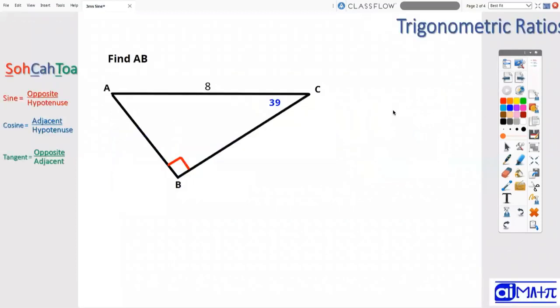When you are using the trigonometric ratios to find the missing length in a right triangle, we will use the acronym SOHCAHTOA, which tells us that the sine is opposite over the hypotenuse, cosine is adjacent over hypotenuse, and tangent is opposite over adjacent. In this problem, we're asked to find side AB, so I'm going to highlight that. And what we are given is the angle is 39 degrees, and this side is 8.